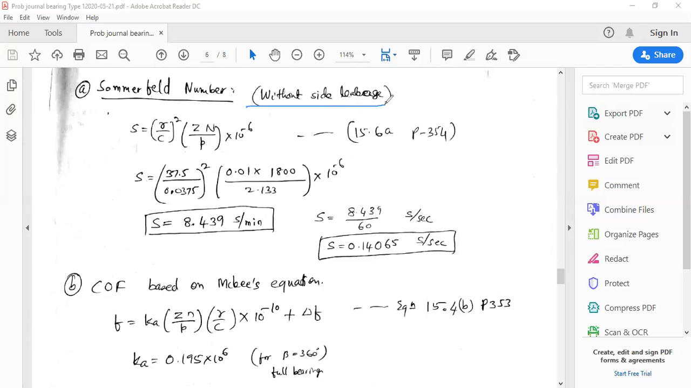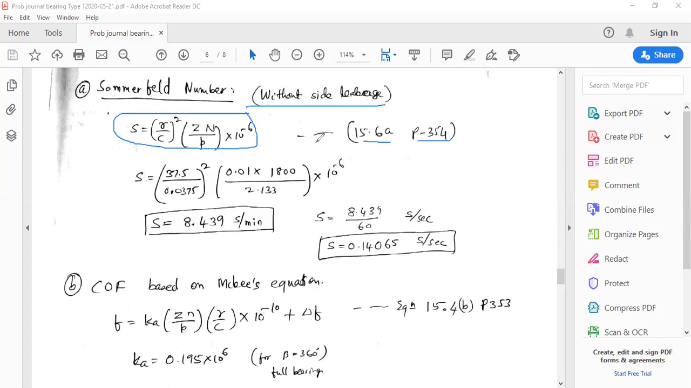So the first step is to calculate the Sommerfeld number. We have to assume that there is no side leakage. There are two equations in the data handbook on page number 354, 15.6a and 15.6b. 15.6a refers to the equation of the Sommerfeld number without side leakage. Usually we assume without side leakage itself.